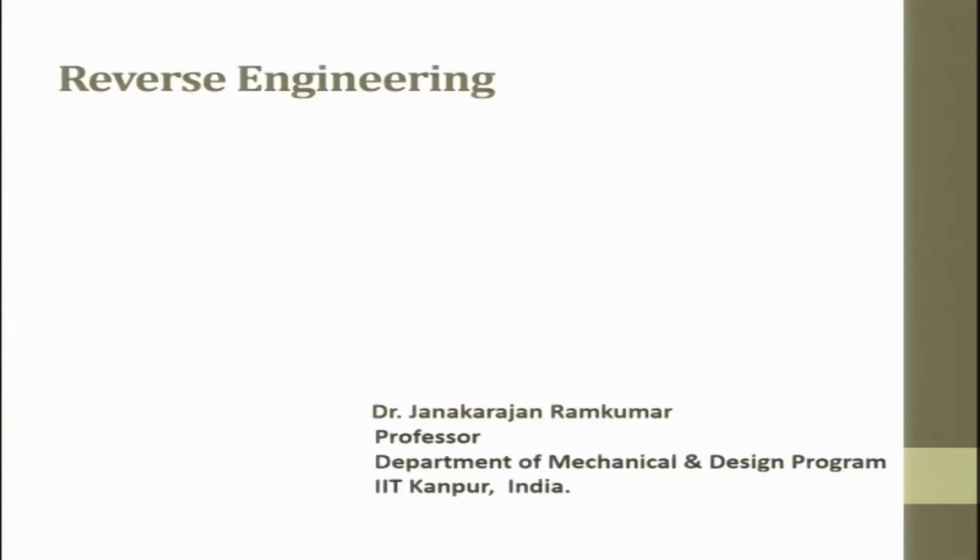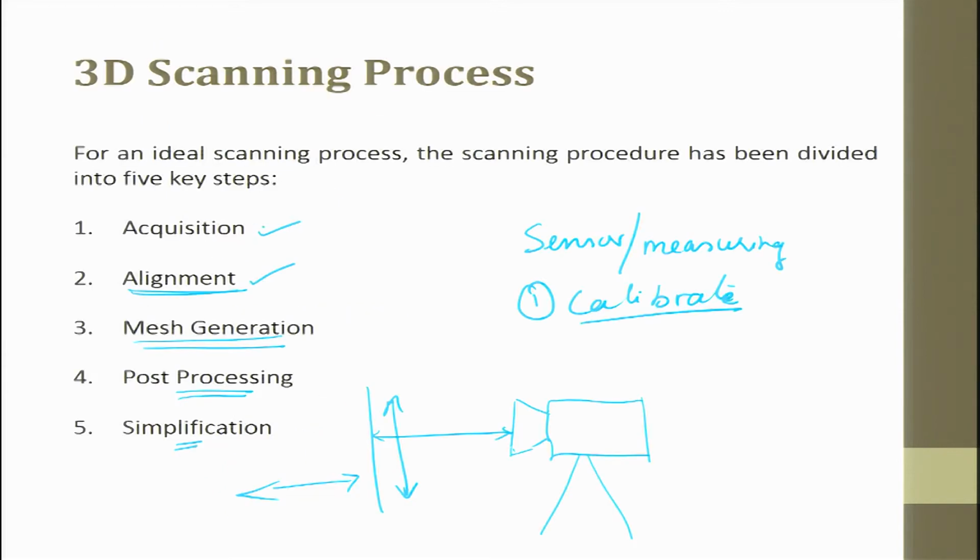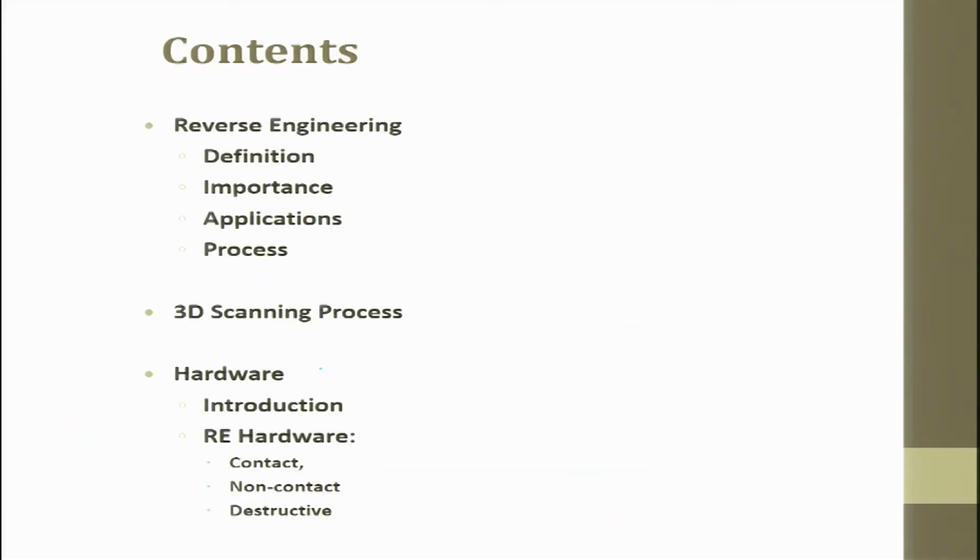Continuing with the reverse engineering lecture, we initially saw the definition, importance, application and contact, non-contact processes. We also saw the 3D scanning processes, for example all these steps: acquisition, alignment, meshing, post processing and simplification. This lecture will be more focused towards hardware: an introduction to RE hardware, contact, non-contact and destructive type.